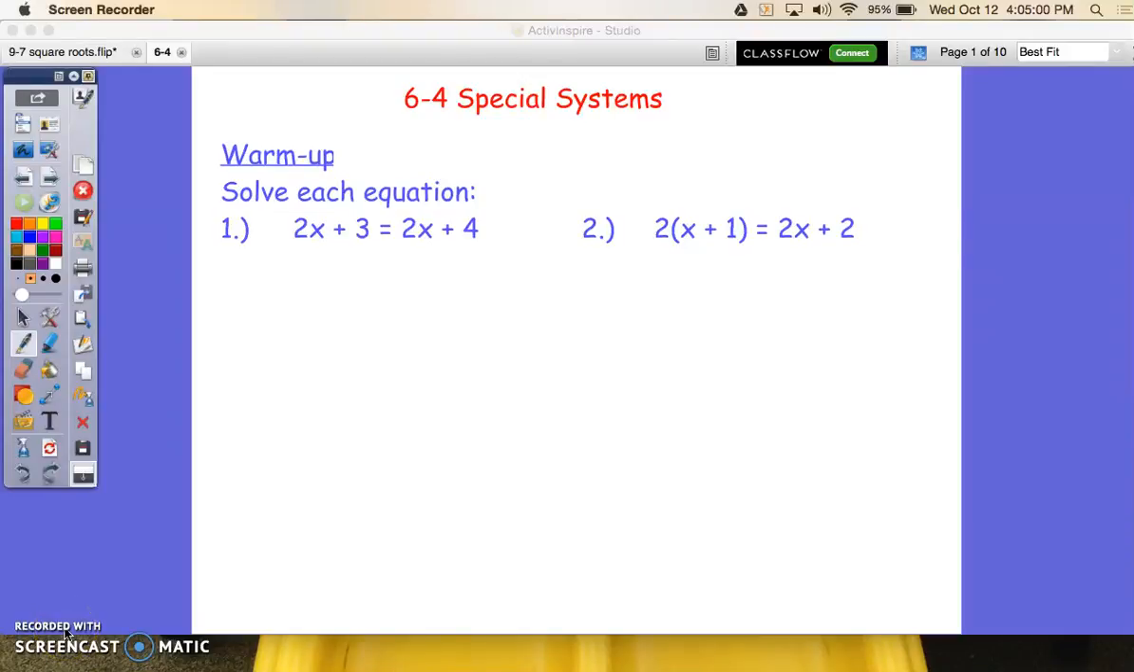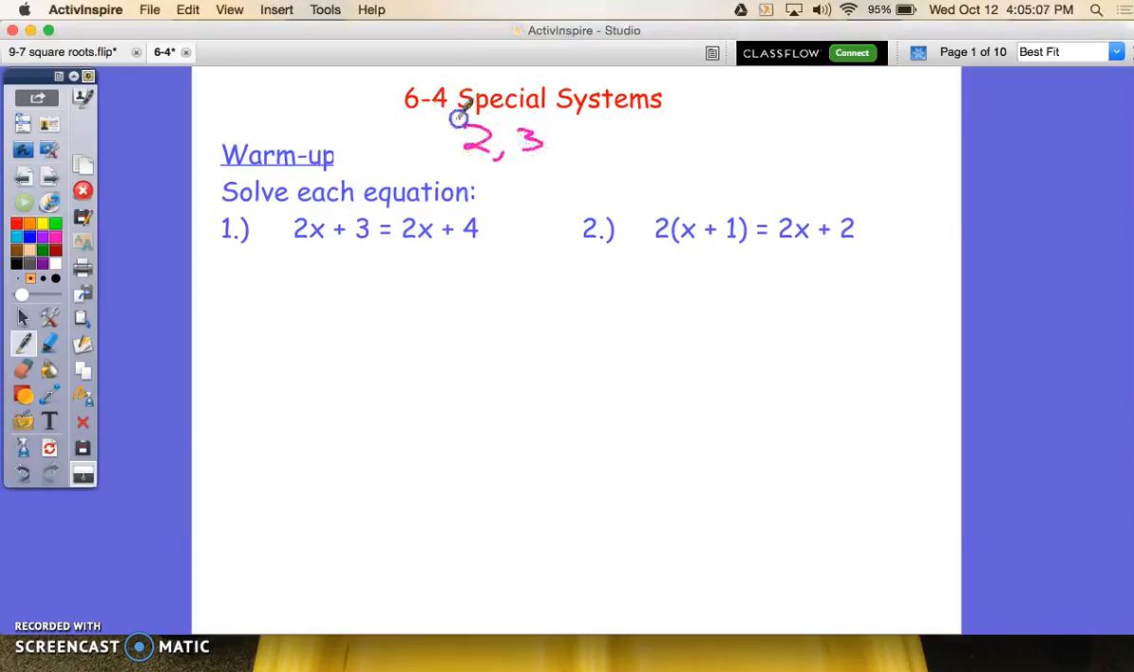All right, let's take a look at 6.4, special systems. These problems are going to result in something different than what you're used to solving. So you may not get a solution of 2, 3 today. You're now going to be looking at one of these two examples potentially. Now, being able to do this is a big part of section 6.4.